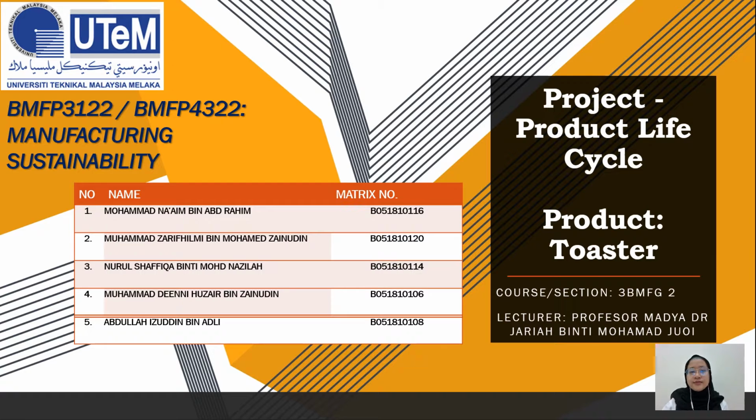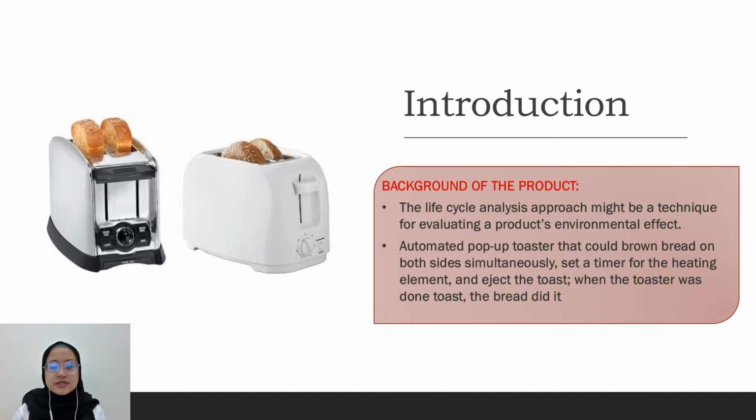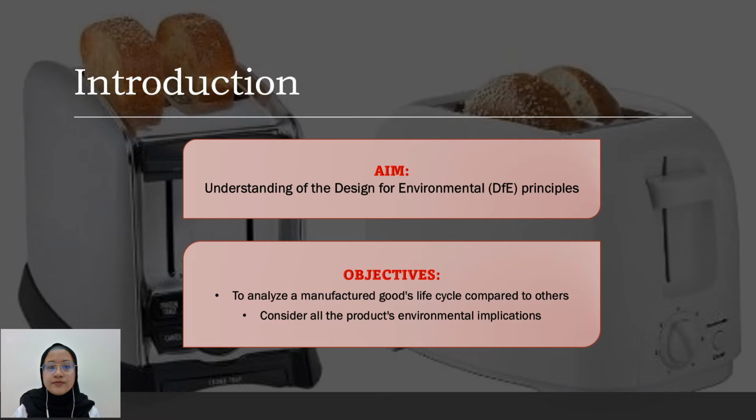Which is toaster. For the introduction, the toaster is a small home appliance that will help the user to toast the bread. Next, for the life cycles, analysis is one technique that will evaluate the environmental effects of the product.